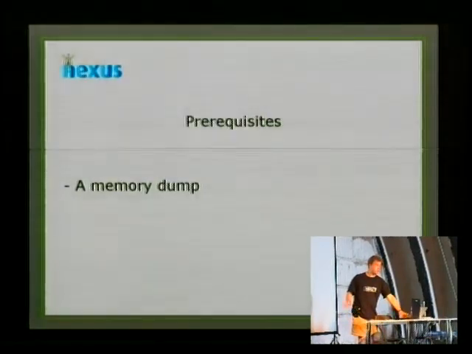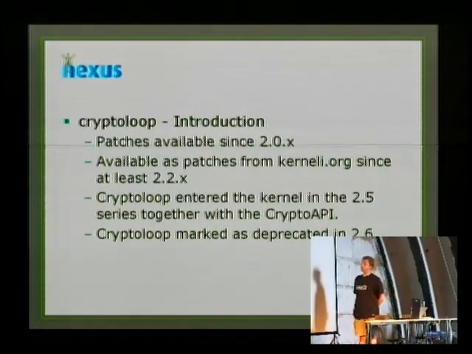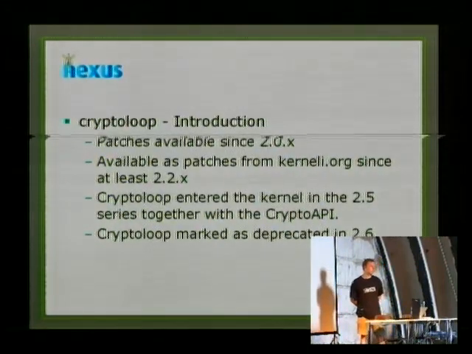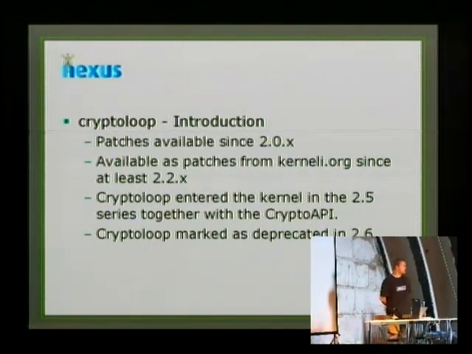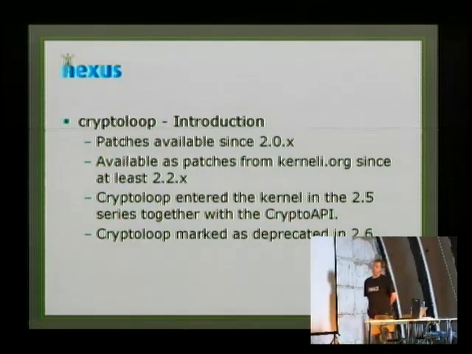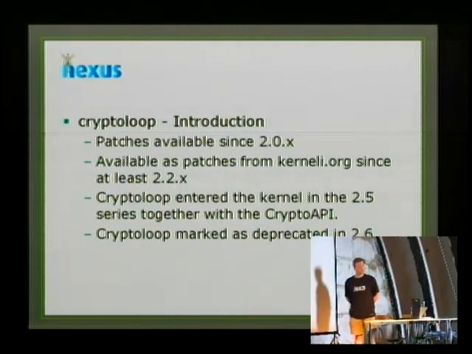So we start out by assuming that you have a memory dump. So the Cryptoloop. I remember using the Cryptoloop or something similar to it back in the Linux kernel 2.0 series. It was available as patches, and I've been doing some Googling on it, and I haven't really been able to find any information who actually wrote that. But I believe that it is somehow related to the version we have today.